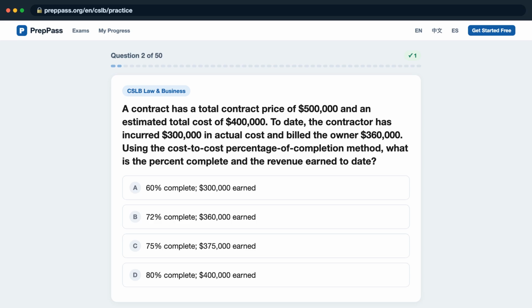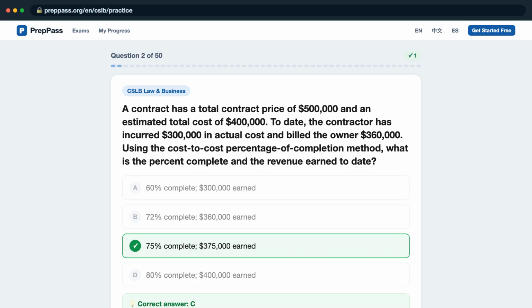Is it A, 60% complete, $300,000 earned? B, 72% complete, $360,000 earned? C, 75% complete, $375,000 earned? D, 80% complete, $400,000 earned? The correct answer is C.